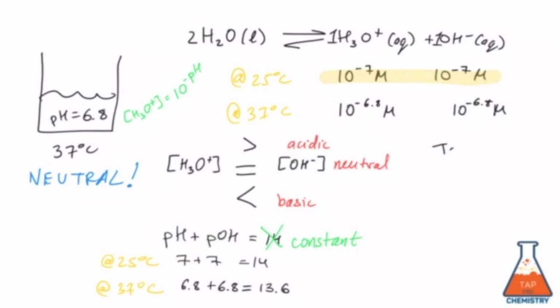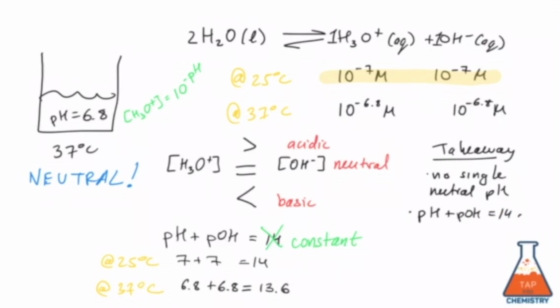So the takeaway is that there is no single neutral pH. Any pH can be neutral at the right temperature. Because of that, we know that the equation pH plus pOH equals 14 is only true at 25 degrees Celsius. And the pH by itself cannot tell us if a solution is neutral, basic, or acidic. To tell, we must know the relative concentrations of hydronium and hydroxide.